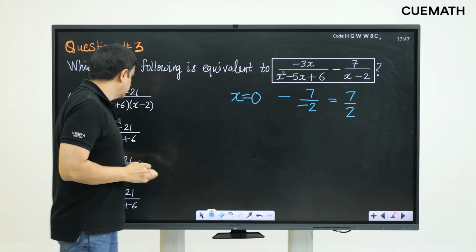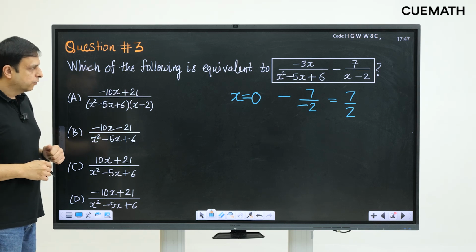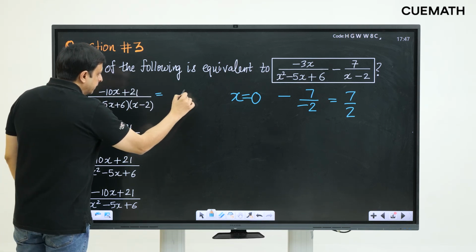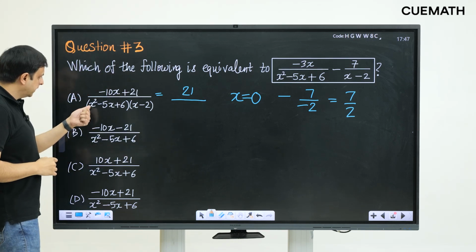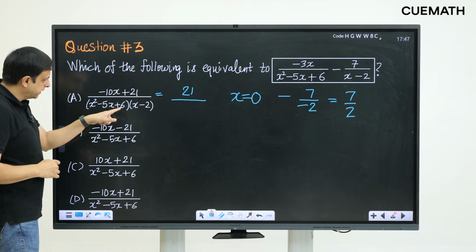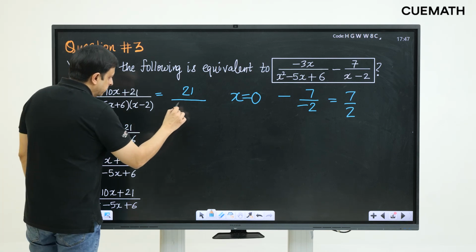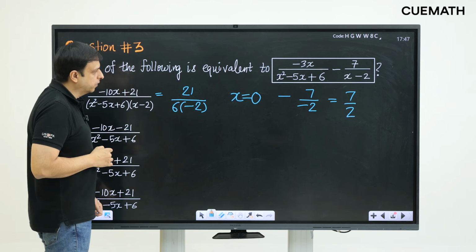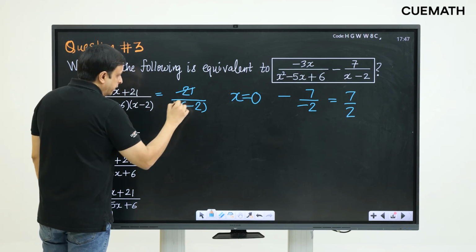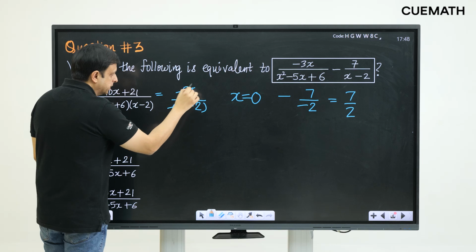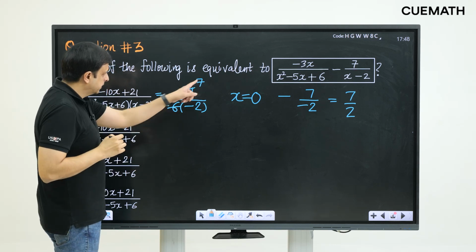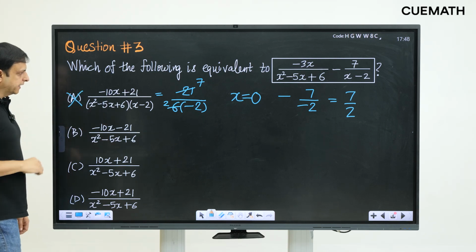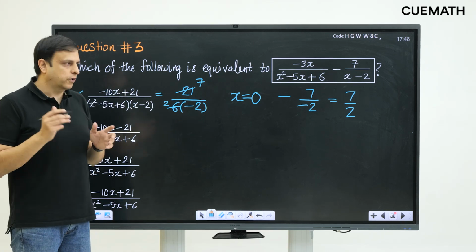Now, let me check which of these 4 is giving me 7 by 2 for x equal to 0. If I put x equal to 0 here, I will get 21 in the numerator, and in the denominator I will get this is 0, this is 0, this is 6, and then this is minus 2. So, 6 times minus 2, and this will clearly not be equal to 7 by 2, because if I simplify it, I will get a 3 times 7 is 21, 3 times 2 is 6. So, this is minus 7 by 4 in the simplest form. So, option A is ruled out. I need a 7 by 2 for x equal to 0.